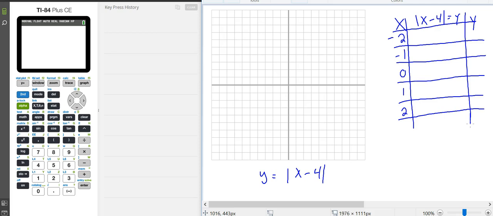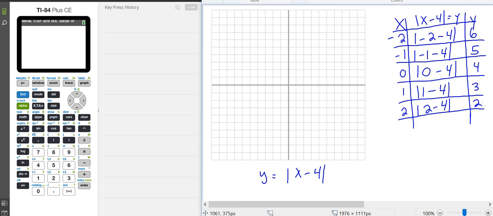Let's solve it using these points. So for x, wherever we see an x, we're going to plug in negative 2. We have negative 2 minus 4 in absolute value. So negative 2 minus 4 is negative 6. The absolute value of negative 6 is positive 6. Next, we have negative 1 minus 4. Negative 1 minus 4 is negative 5. The absolute value of negative 5 is positive 5. Next, we have 0 minus 4. 0 minus 4 is negative 4. The absolute value of negative 4 is positive 4. Then we have 1 minus 4. 1 minus 4 is negative 3. The absolute value of negative 3 is positive 3. 2 minus 4 is negative 2. The absolute value of negative 2 is positive 2.